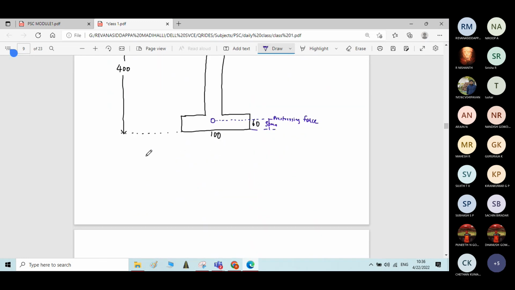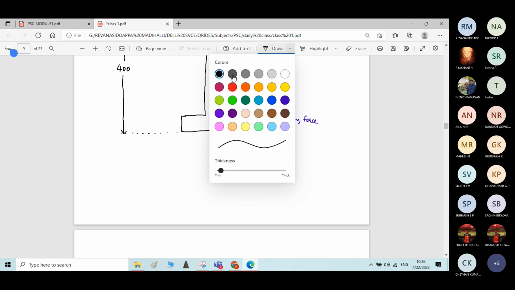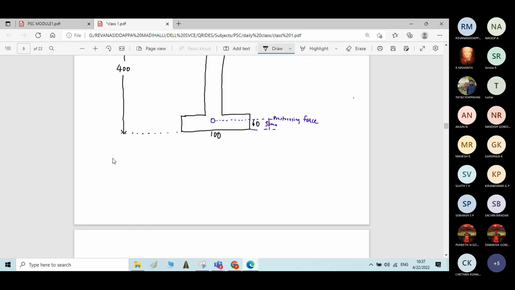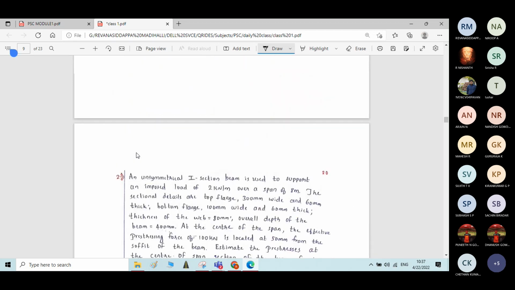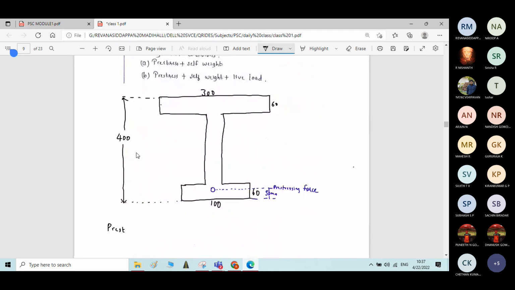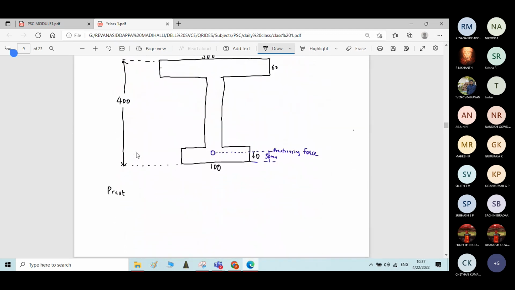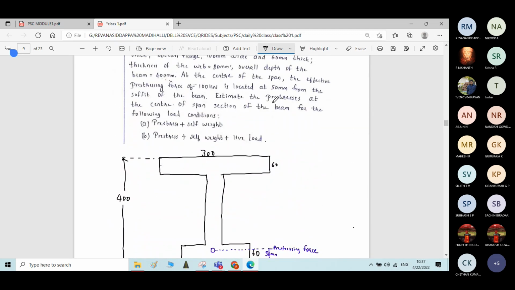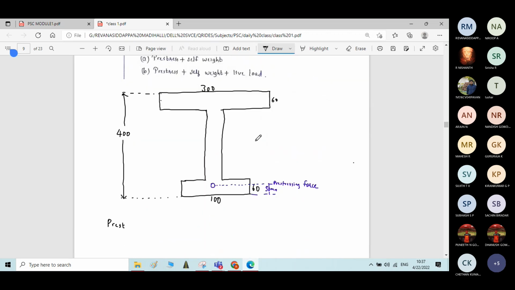So here, prestressing force, how much is it given? 100 kilonewton. I'll write here: prestressing force. Same parameters we have to calculate as we did for the previous problem. We have to calculate prestressing force, but there is no need to do the calculation here. It is directly given: 100 kilonewton located at 50 mm from the bottom of the beam or soffit of the beam.